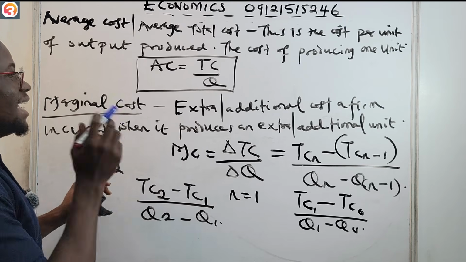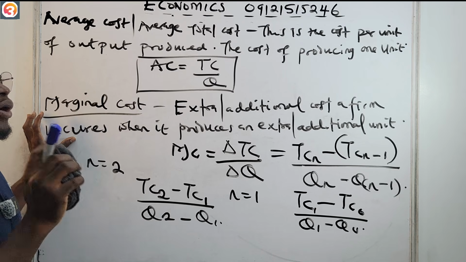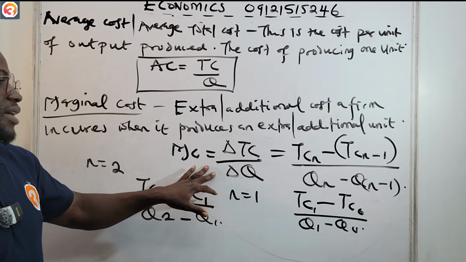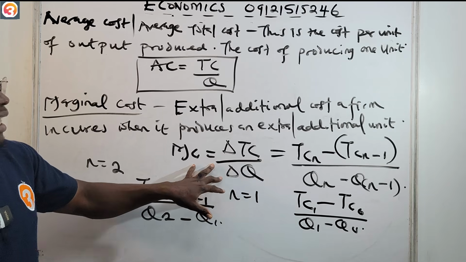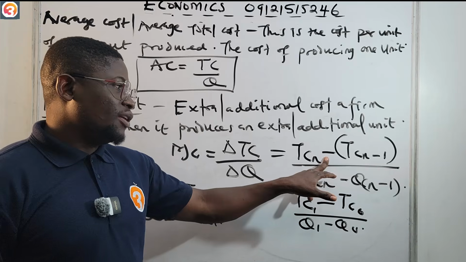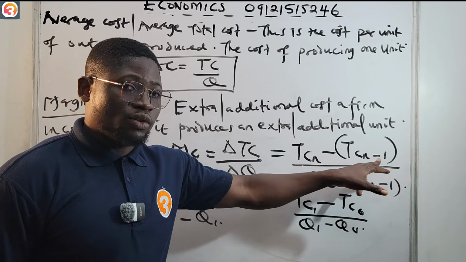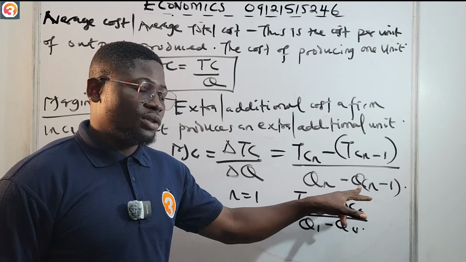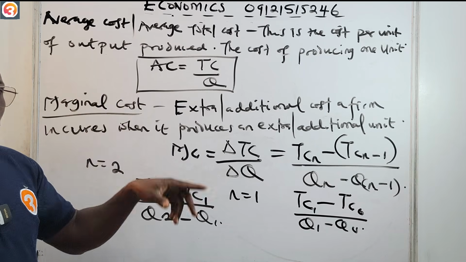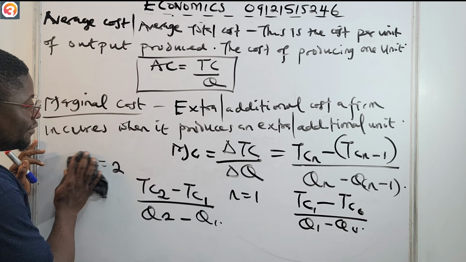So it is the extra or additional cost a firm incurs when it produces an extra or additional unit. Marginal cost is the change in total cost over the change in Q. This is the general formula: TCn minus TC(n minus 1) all over Qn minus Q(n minus 1). Just keep inputting when n is 1, when n is 2, when n is 3, and so on, and then we are good to go. So now let's talk about average variable cost.